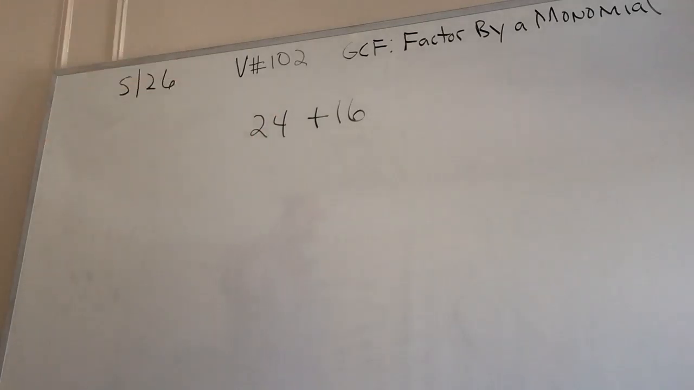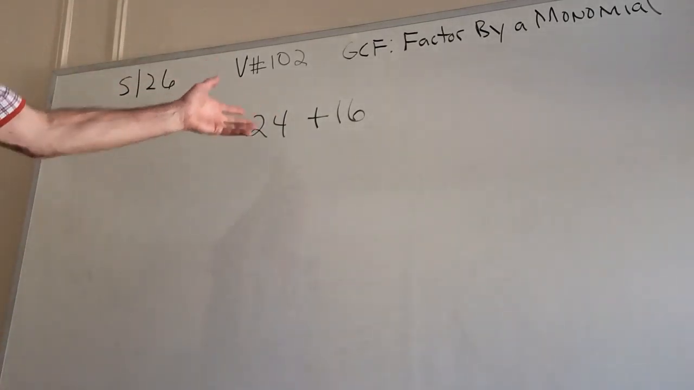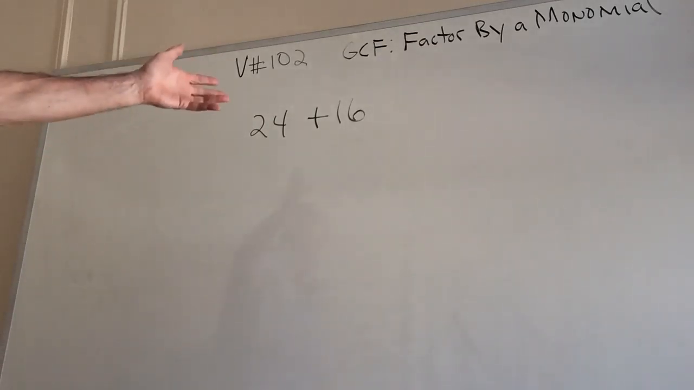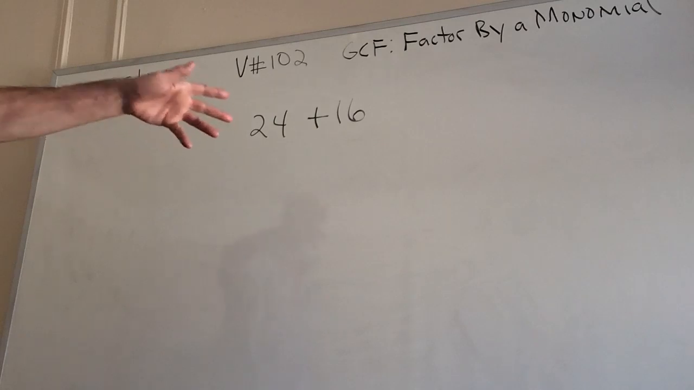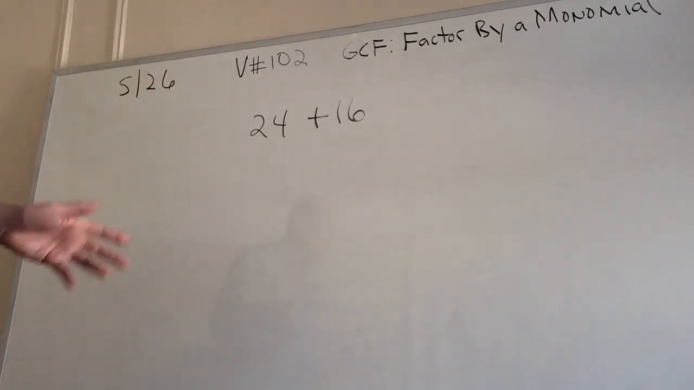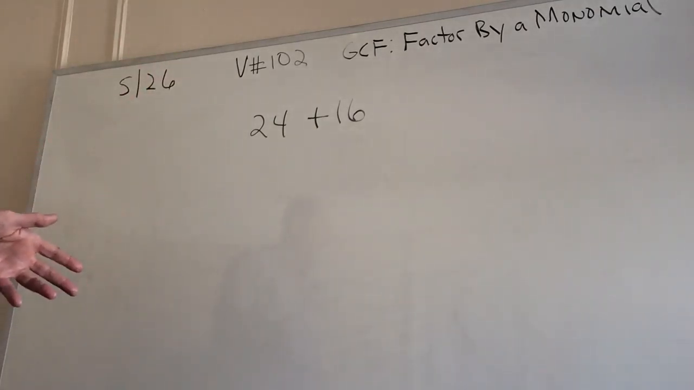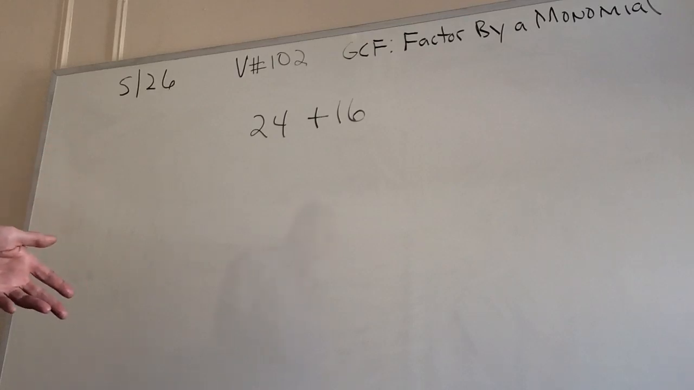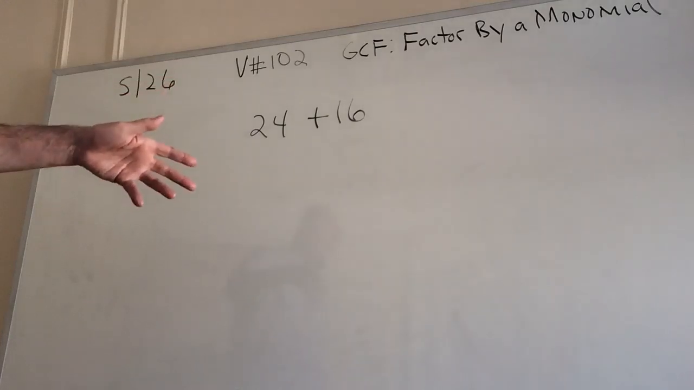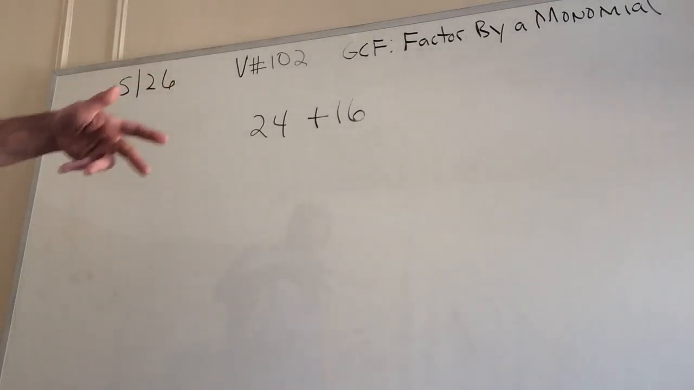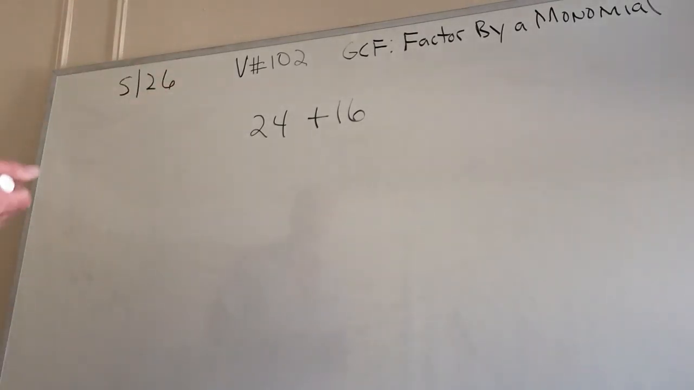24 plus 16. The sum is 40, but no one asked you that. It's just a numeric expression. There's no algebra in it, no x, no a, no b. And so what I'm going to do is I'm going to factor it two ways, and we're going to give everything a name, and then we're going to substitute the polynomial or the algebraic expression math that we're studying now.